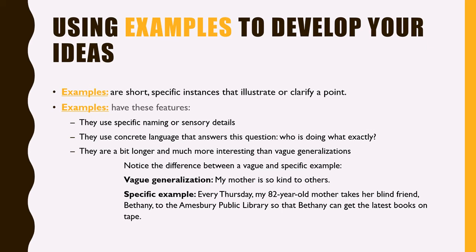So you can see how the specific example, I think, is much more interesting and compelling and reveals a lot more about my mother than the first vague generalization that just simply said she's kind. So the vague generalization tells you something, and the specific example shows you something. So this is what you're going for in this workshop. You want to work towards creating specific examples that really help the reader understand the point you're making. So pause the screen and read over the information here until you feel like you understand it well enough to proceed with the workshop, and then come on back.